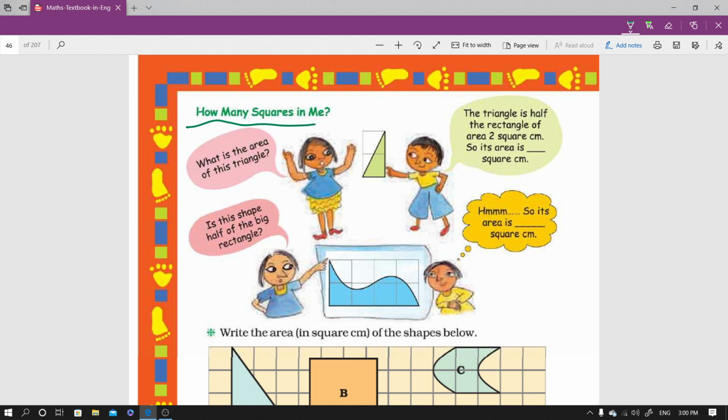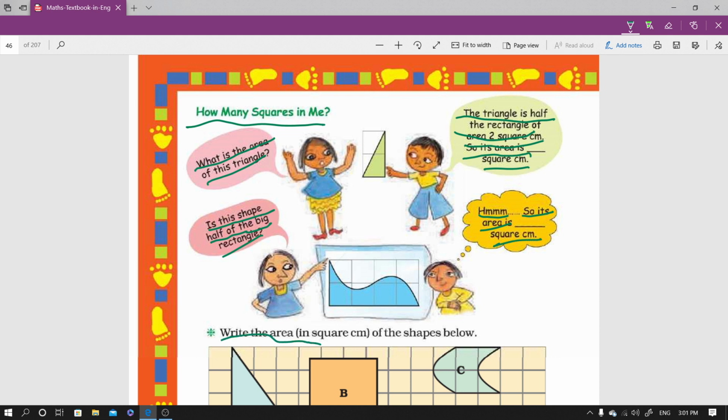How many squares in me? What is the area of this triangle? The triangle is half the rectangle of 2 square cm, so its area is blank square cm. Is the shape half of the big rectangle? So its area is blank square cm.